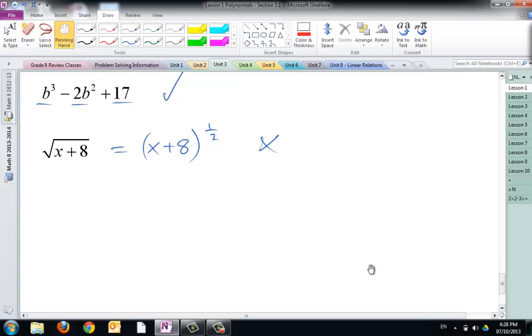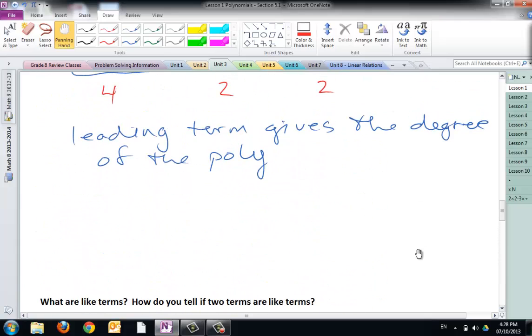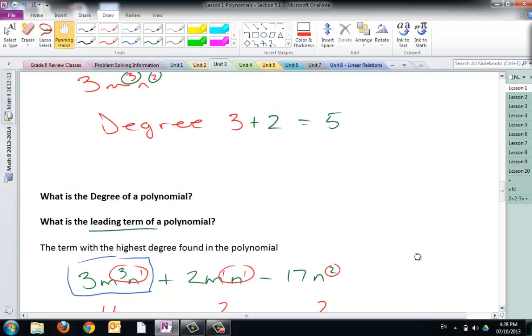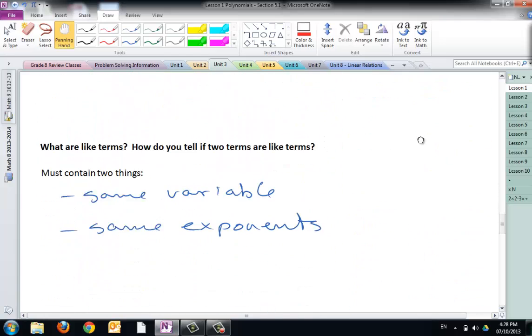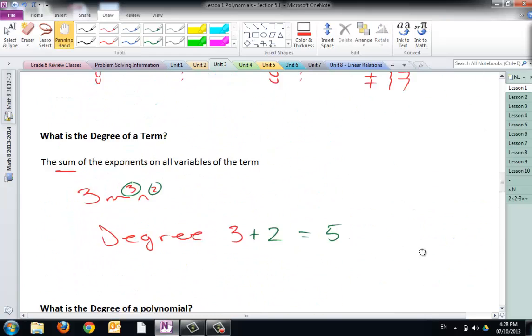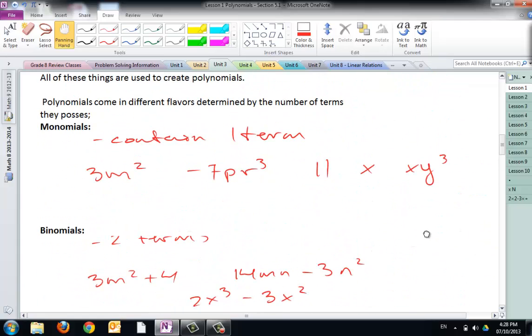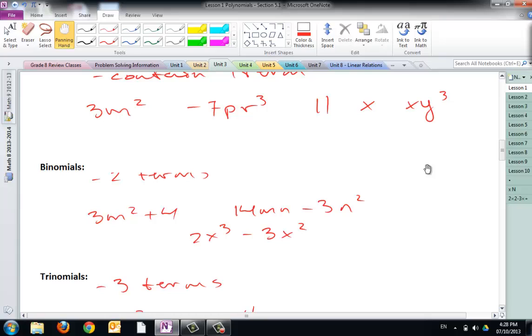So that's all my terminology today. There are some important ones that we will use constantly. The most important ones out of this lesson would be like terms. That will be crucially important as we go along. And then the terminology of monomials, binomials, and trinomials. We'll be talking about that throughout this unit.